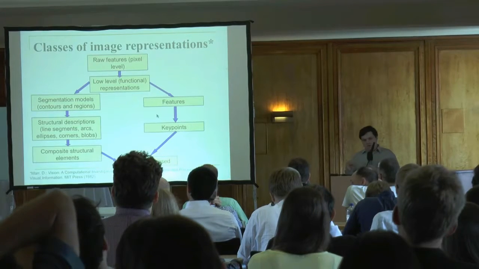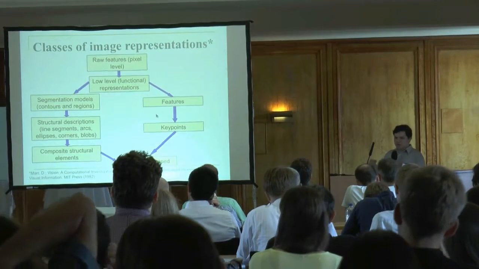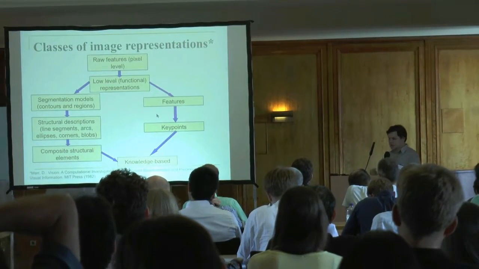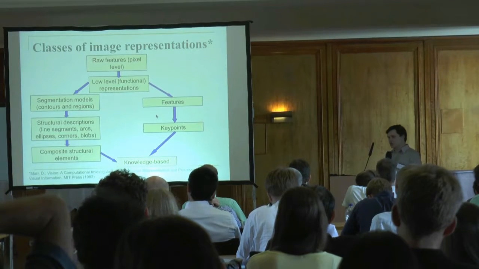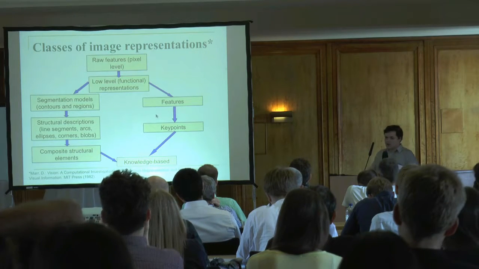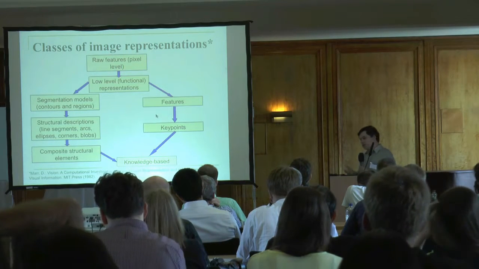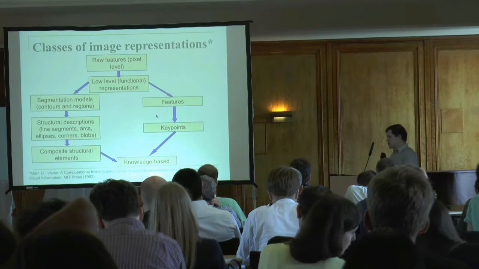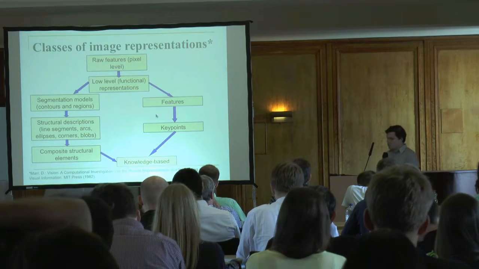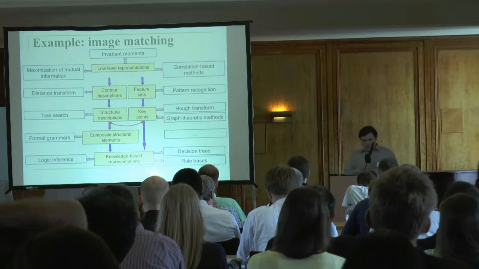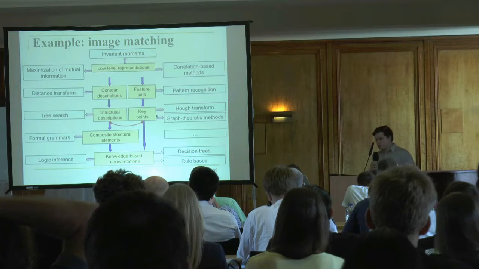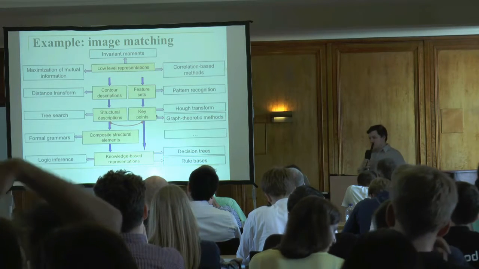For example, representations which are characteristic for raw representations, low-level representations in the form of some functions or stochastic processes, contour-based representations, sub-symbolic representations, structural representations, and so on, up to the knowledge-based representations. And actually, in image matching, we also can distinguish between different methods based on the underlying representation.